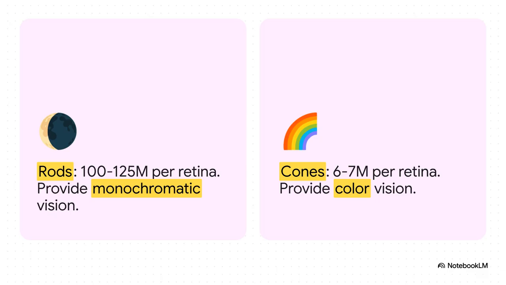Well, because in the dark, you desperately need spatial summation. Multiple rods have to converge onto a single bipolar cell just to detect a single faint photon of light. So you're sacrificing visual acuity in exchange for extreme light sensitivity.